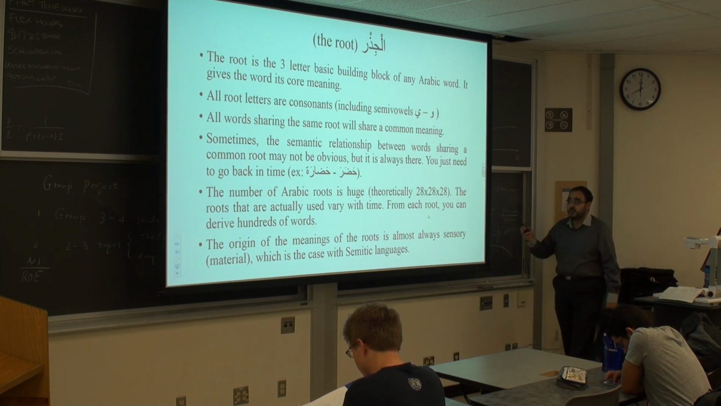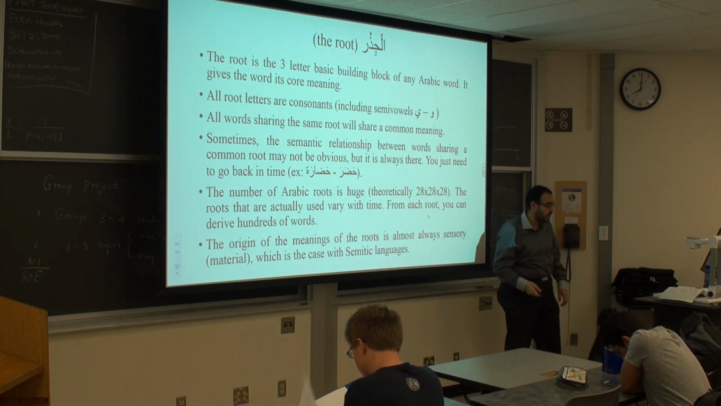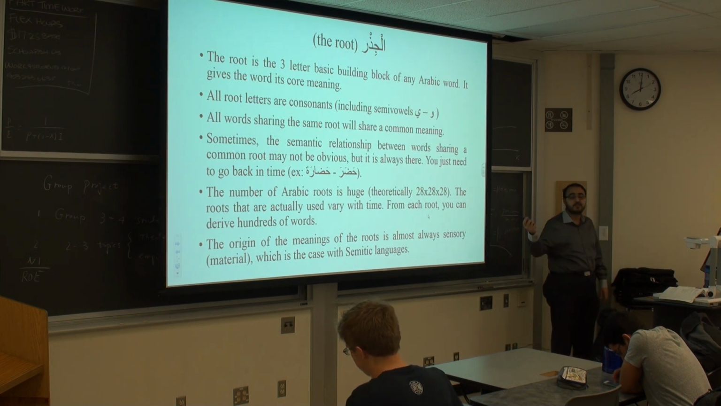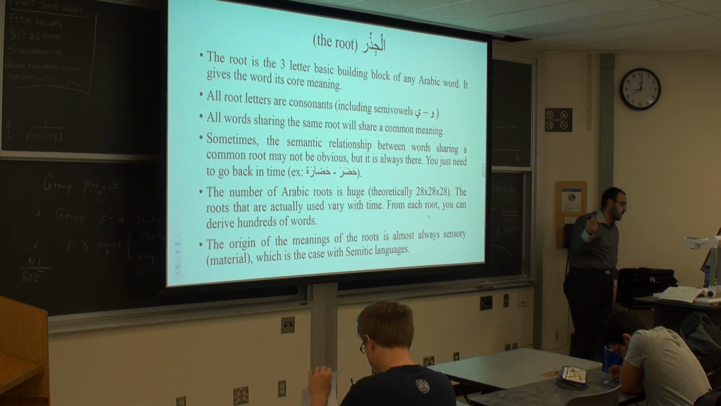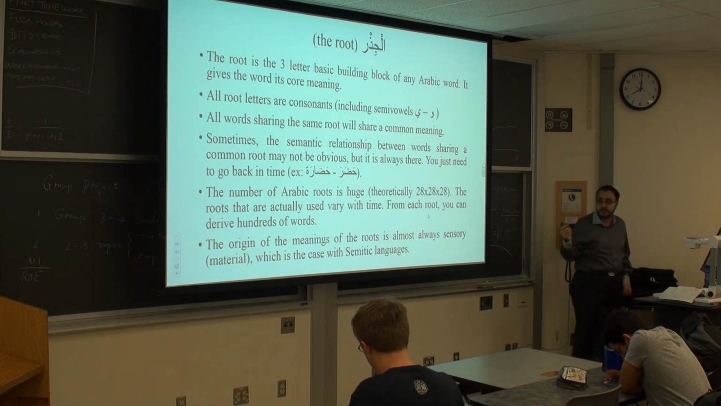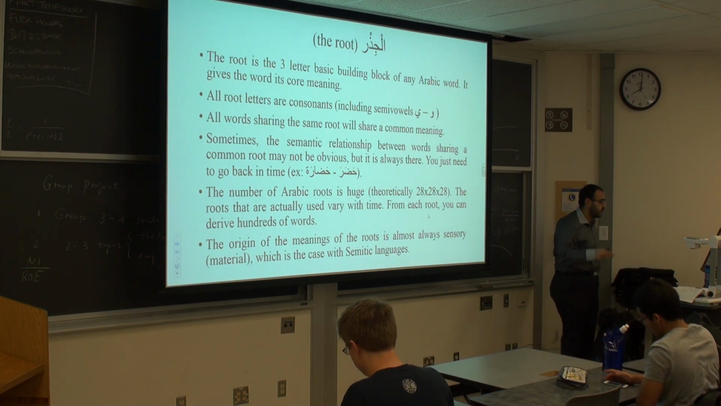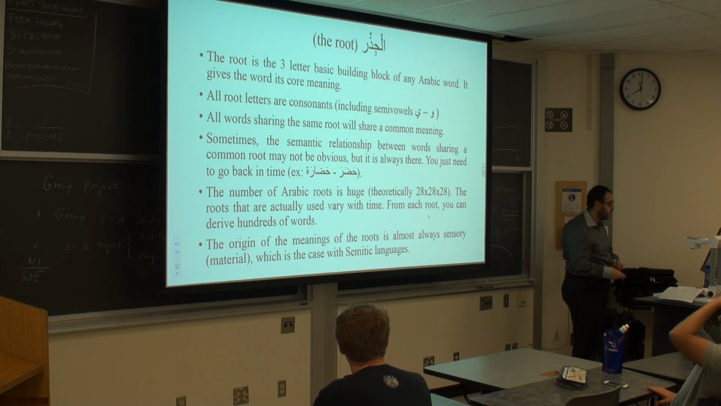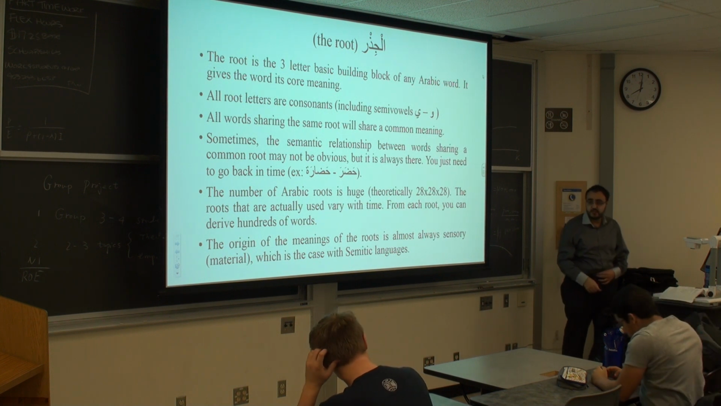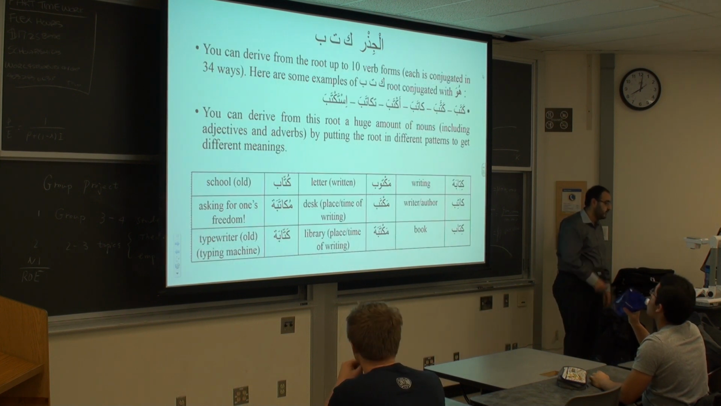Sometimes, as we mentioned, the semantic relationship between words sharing the same root may not be very obvious, such as hadara and hadara. However, if you go back in time, you'll understand the semantic relationship. Hadara is to come and be influential. Hadara, civilization, as we mentioned yesterday. If you have an enormous number of roots in Arabic, from each root you can derive hundreds of words, whether verbs or nouns, and under the umbrella of nouns we have adverbs and adjectives as well. The origin of the meanings of the root is almost always sensory, which is the case with Semitic languages.